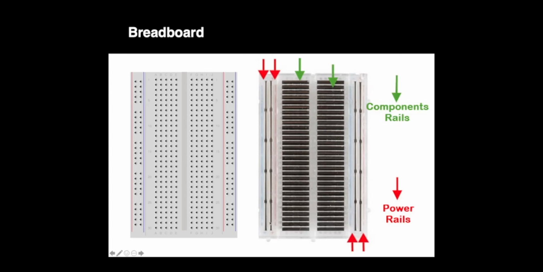So again, these are going to be your power rails. That's where you're going to plug in your power and ground cables. And then these are going to be your component rails. So all of your LEDs and buttons and motors are going to be plugged into this, and then probably plugged into the power rails to get power as well, or directly into the Arduino itself. Okay, but again, we'll talk about that more next week.